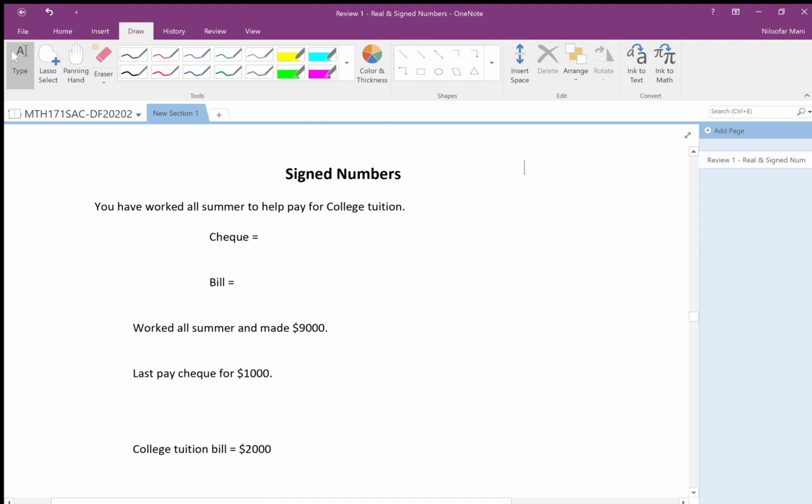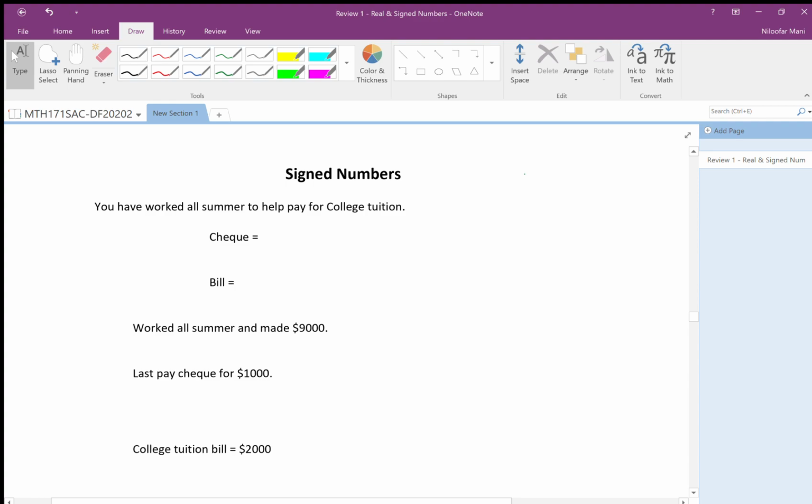Signed numbers, positive and negative numbers. For example, I can show you this example. The example is a word problem. I can talk about word problems now, or I can talk about them later. When you see a word problem, you have to read it first and understand the question. Then you can say what type of question it is.